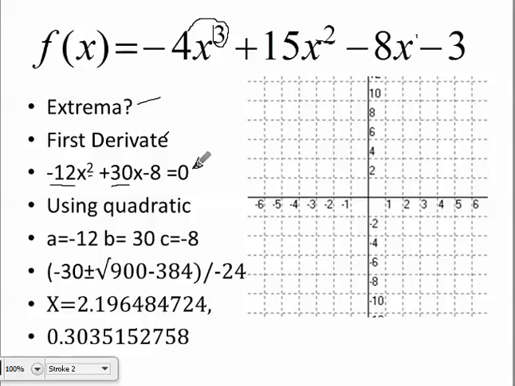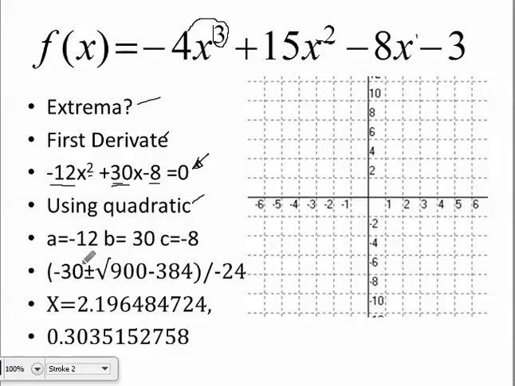Not that difficult a process once you learn how to physically take the derivative. Now, I could do a lot of different things here. I'm going to go ahead and use the quadratic formula. A is negative 12, B is 30, C is negative 8. Using that, I can find my roots.